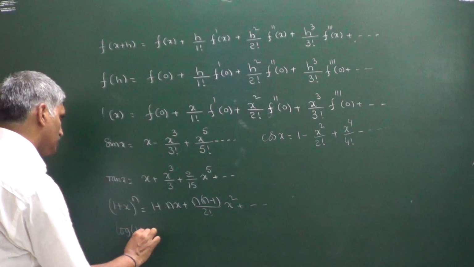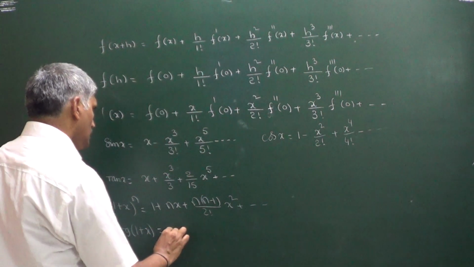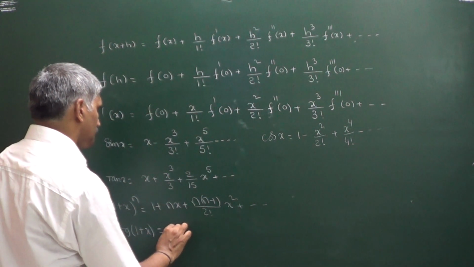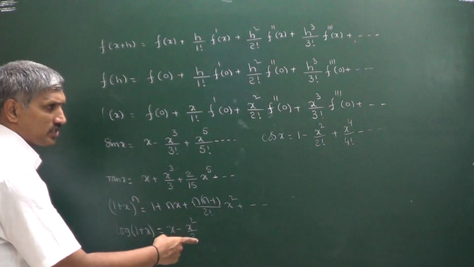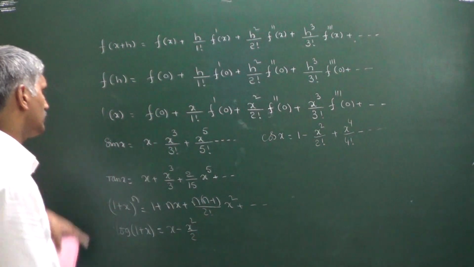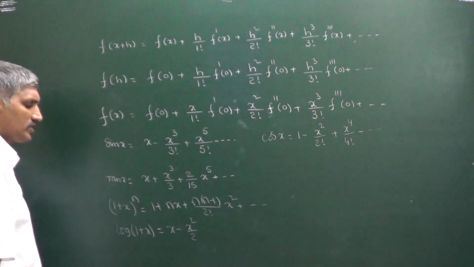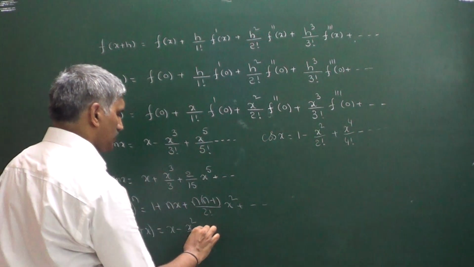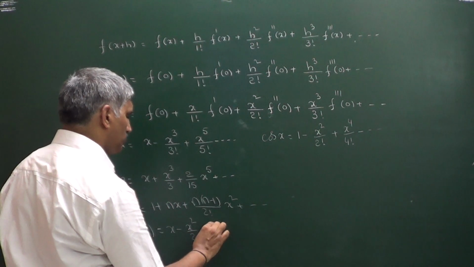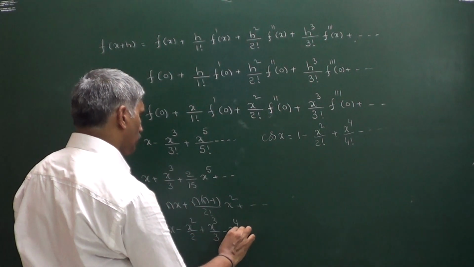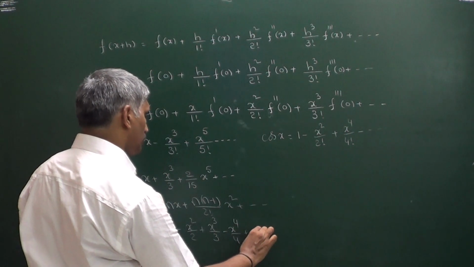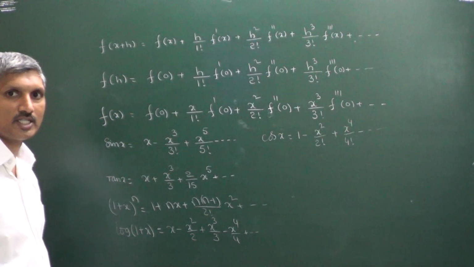At the same time, what is the expansion of log of 1 plus x? Log of 1 plus x is equal to x minus x square by 2. Any result we can prove with the help of this expansion: f of x is equal to log of 1 plus x is equal to x minus x square by 2 plus x cube by 3 minus x power 4 by 4. Factorial is not there, observe. That is the log of 1 plus x expansion.